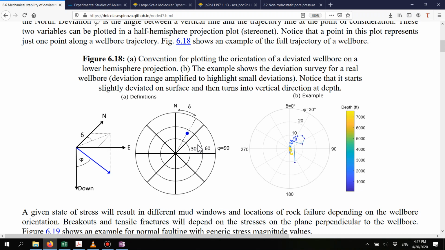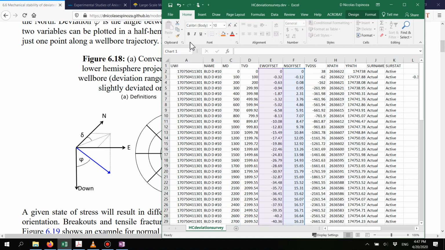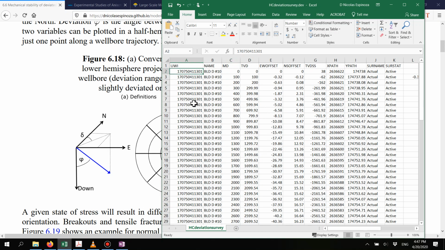So how do we map the deviations of wellbores in practice? We use what is called a deviation survey. And here I have one example of one of these files. These files are usually denoted by the extension .dev, meaning that this is a deviation survey of a wellbore. For example, in this case, we have the unique well identifier number for that wellbore, UWI. We see the name of the block or the section where this wellbore is.